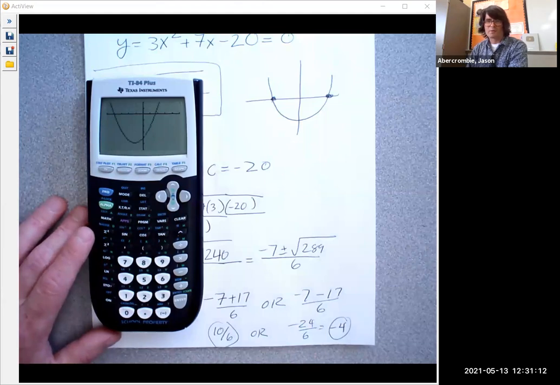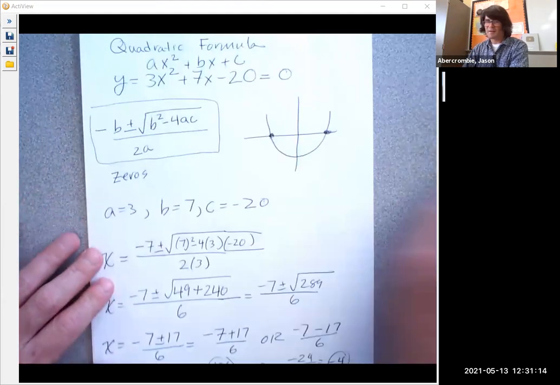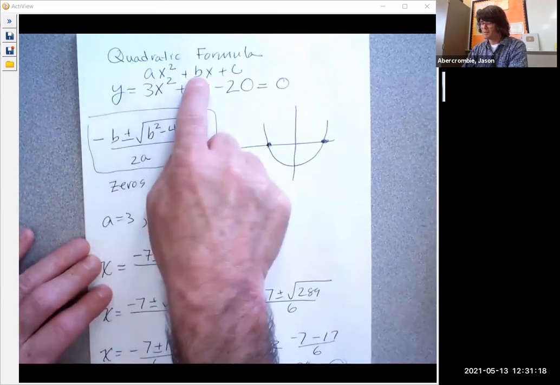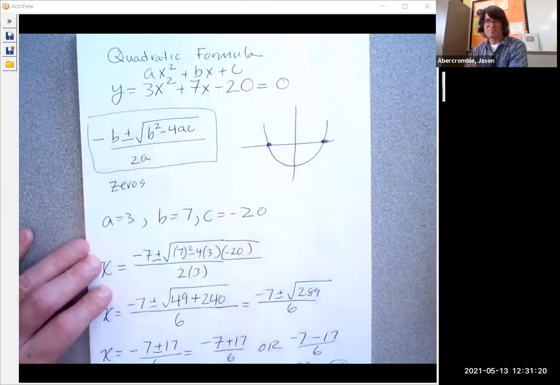So there you go. That's how the quadratic formula works. As long as you have something with x squared, that's a quadratic equation. Just plug in the a, b, and c into this formula. It'll spit out your 2 zeros.